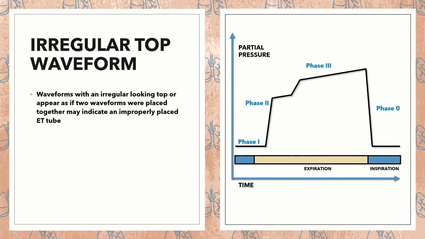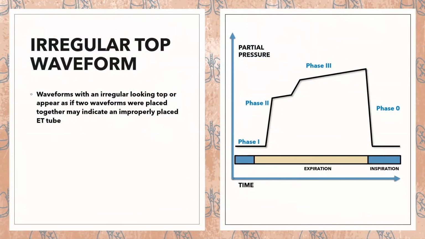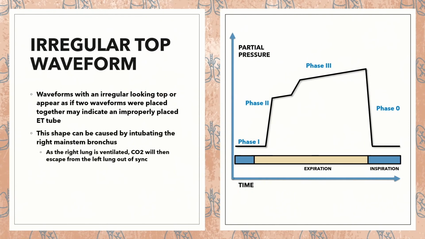This waveform is concerning in a lot of ways for operator error as far as intubation. This is an irregular top, and it almost looks like you kind of squished two waves together. And in essence, it kind of is. The reason that we see this kind of irregular top is usually the result of a right mainstem intubation. And what that means is we've intubated too deeply.